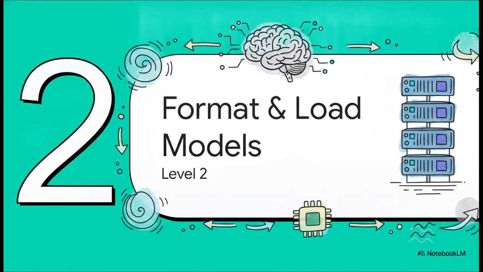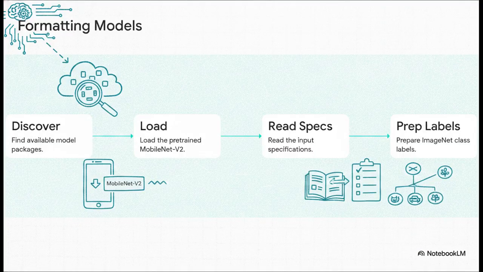Moving right along to level 2, formatting and loading models. Now that the workspace is good to go, let's bring in the brains of the operation. First, we query the hub to see what model packages are actually available to us. We're going to load up MobileNet-V2, which is just absolutely fantastic for classification. But before we even use it, we have to read its instruction manual, basically the input specifications, so we know exactly what it's expecting to see. Finally, we prep our ImageNet labels. That gives our AI the actual vocabulary it needs to tell us what it's looking at.